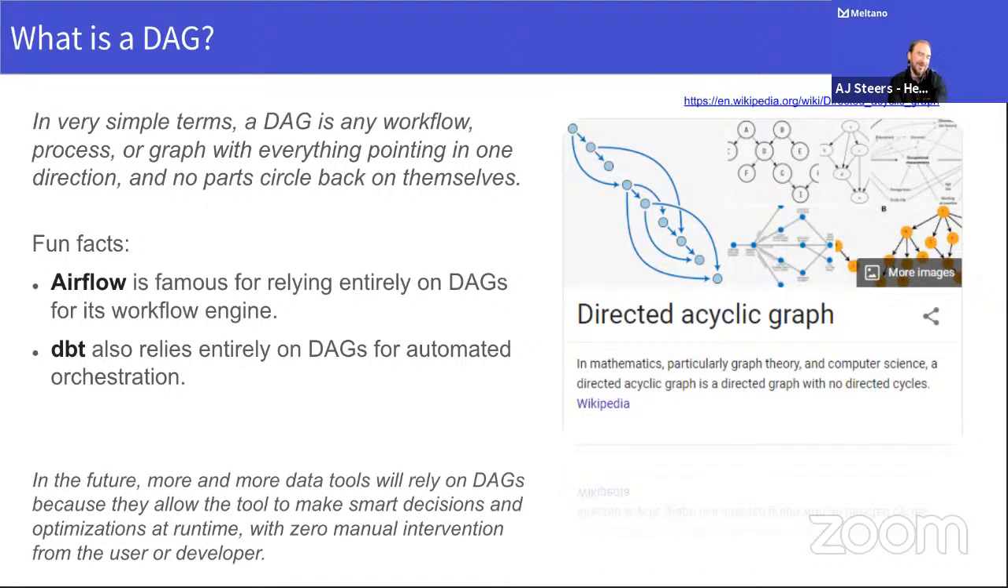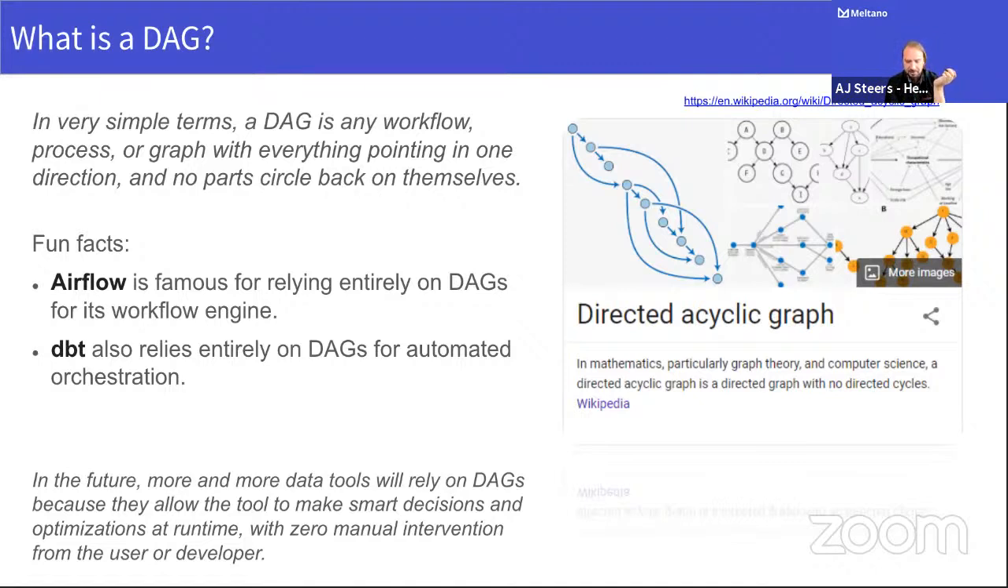Hopefully you remember other things, but that's one thing to remember. So any graph that does not circle back on itself and goes in a single direction from, you know, left to right, so to speak, is a DAG. Left to right or top to bottom.